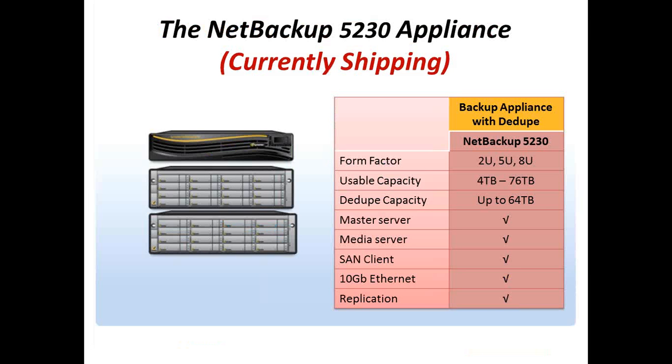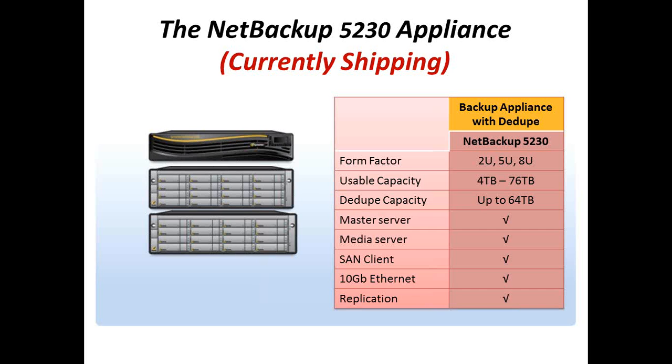Now, if you noticed in the demo environment, we have 5220s there. Currently, the 5230 appliance is shipping. The dimensions of the 5230 are identical to the 5220, in that we have a 2U base unit. Each storage cell is 3 rack units. A fully configured 5230 would be 8 rack units.